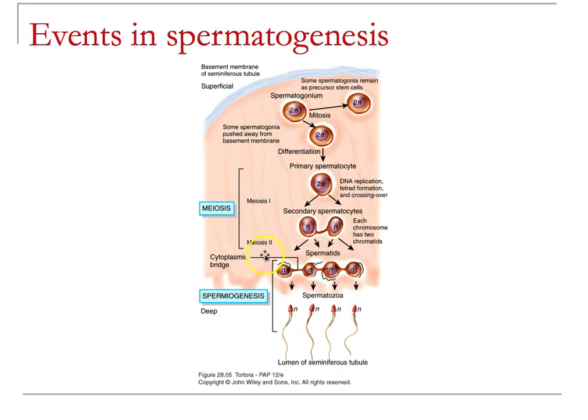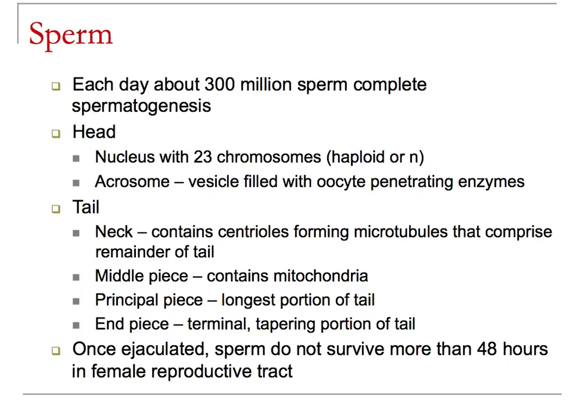You're going to take these and make now 4 haploid cells. And spermiogenesis is occurring now, moving into the lumen of the seminiferous tubule here, such that you can actually see the formation of the flagellar tails. The mitochondria are multiplying, and so on and so forth. By the time you actually have sperm that are now maturing inside the ductal structures of the testes, you have about 300 million that complete spermatogenesis per day.